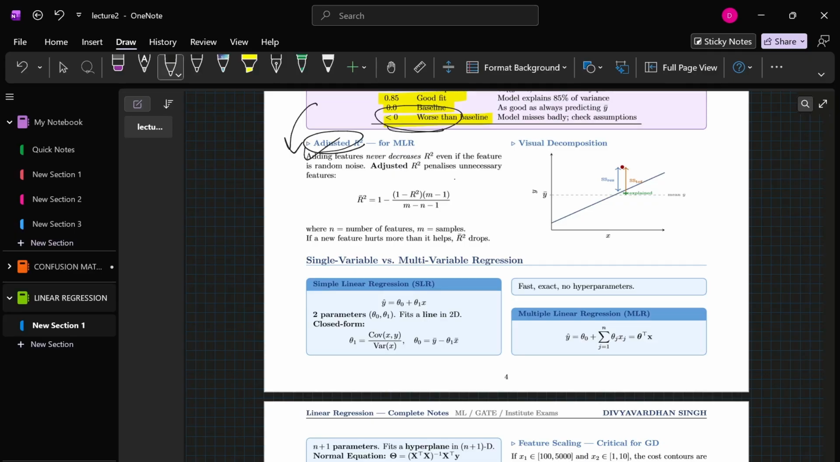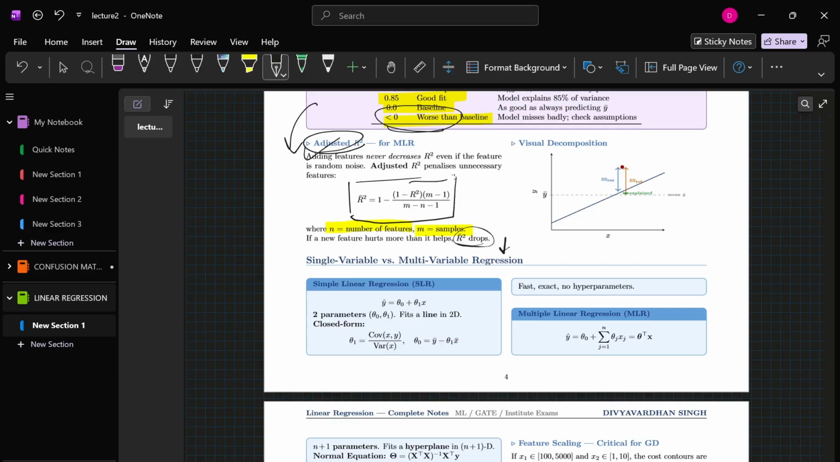We have one more parameter called adjusted R square. This is mostly used for multiple linear regression, and the formula is written here. Let me explain the parameters: n is the number of features, m is the number of samples. If you add a useless feature, the penalty from the denominator outweighs any tiny gain in R square, so adjusted R square actually drops. This is the difference between the two.